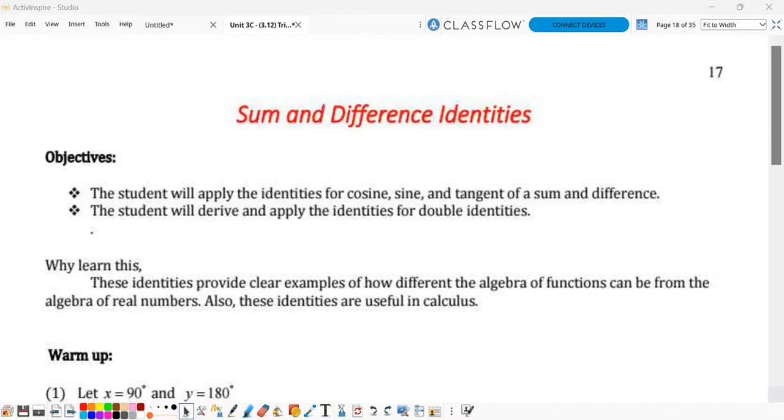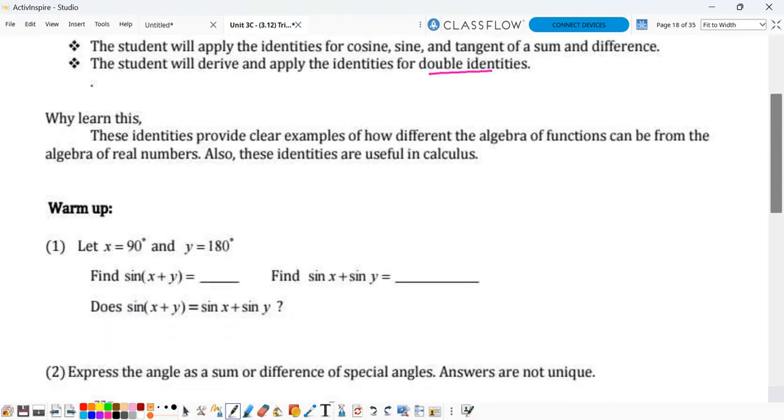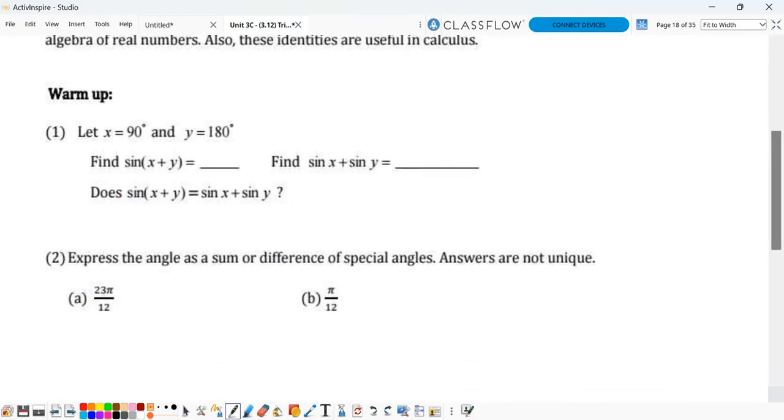Student, in this video, I'm going to explain sum difference identities. And later on, we are going to use these sum difference identities for double angle identities. So first of all, what is sum and difference? Sum is plus, difference is minus. So let's take a look at this warm up and see if it is a true statement.